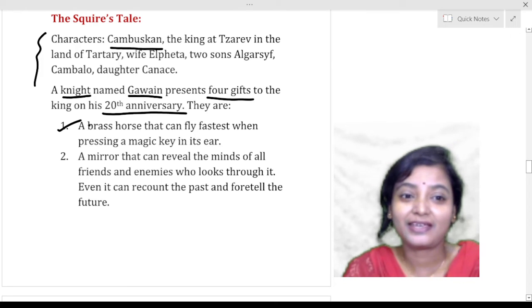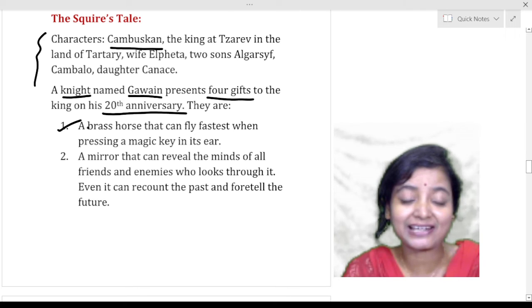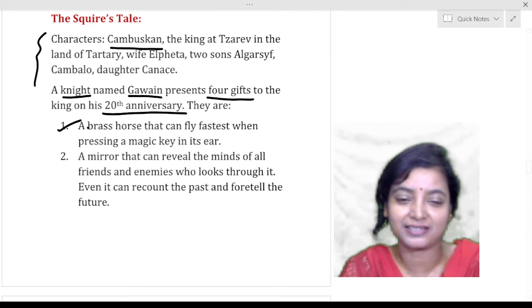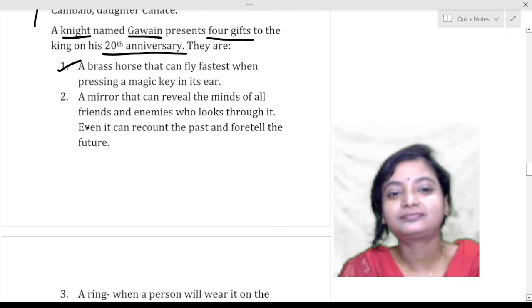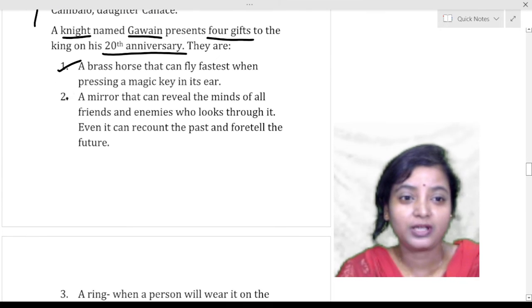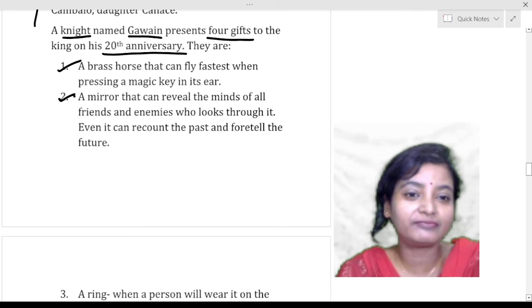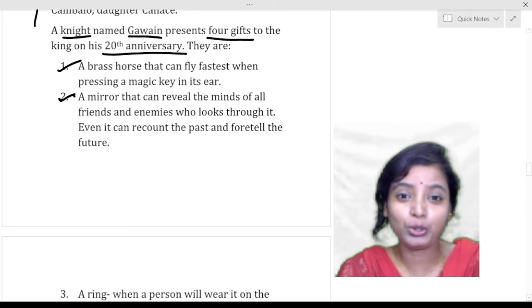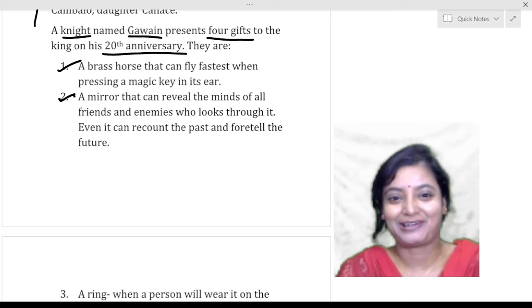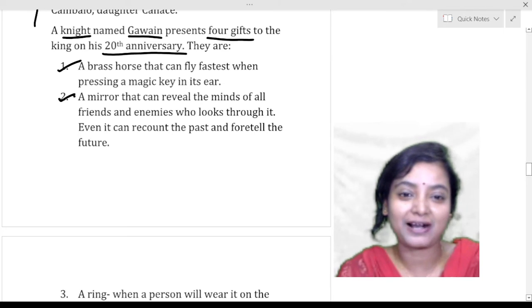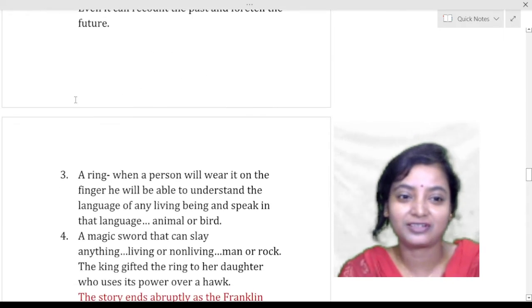Number 1, a brass horse that can fly fastest when pressing a magic key in its ear. Number 2, a mirror that can reveal the minds of all friends and enemies who look through it. Oh, what a wonderful gift. I wish I had this. Even it can recount the past and foretell the future.